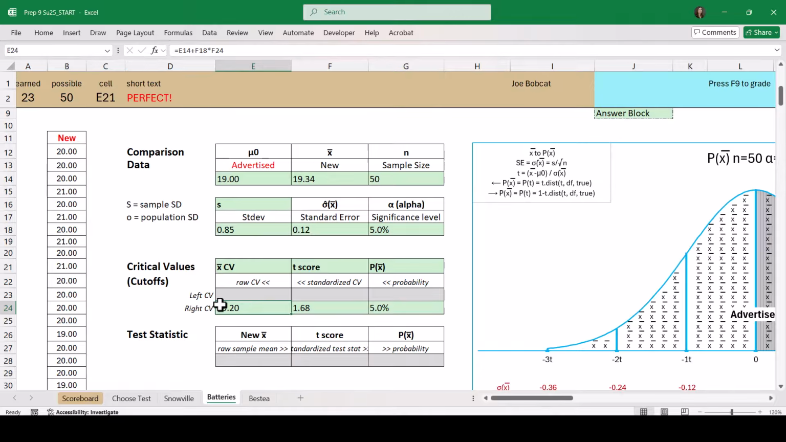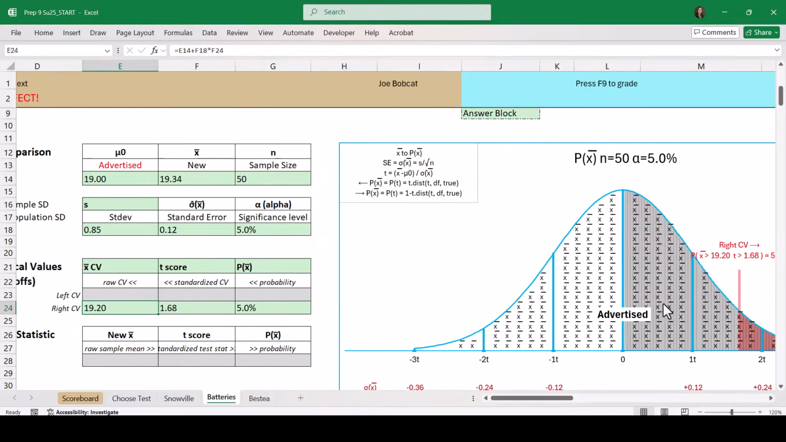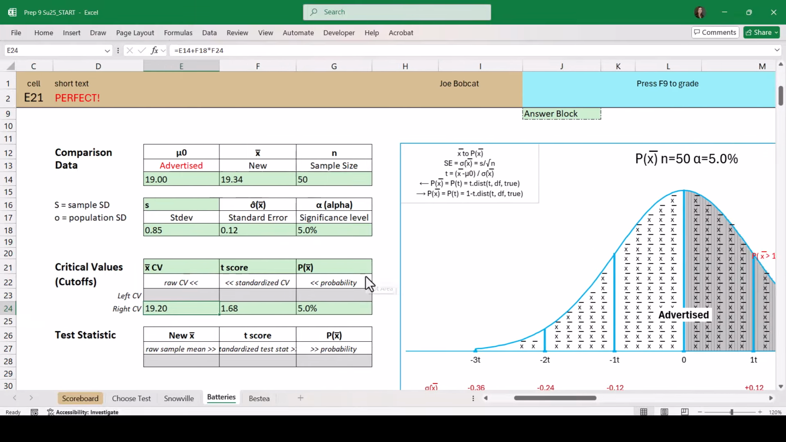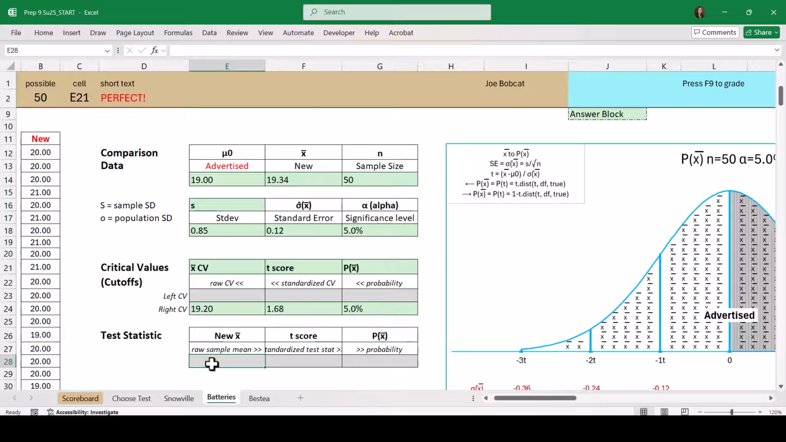So we're basically saying with this raw critical value that if our sample mean is above 19.2, that's when we'll conclude that the batteries last longer. So what's going on with ours? Well, we got a sample mean of 19.34, so that is above our cutoff. So that indicates that these new batteries do in fact last longer.